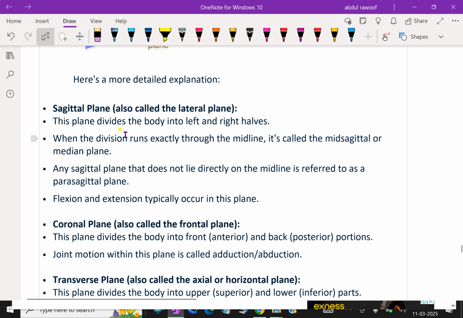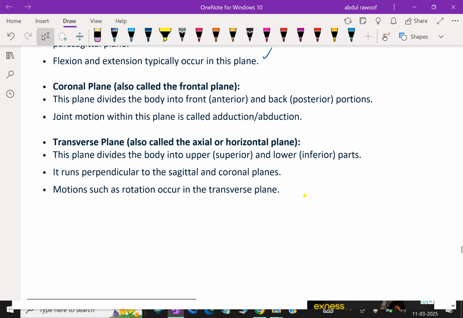Now we'll explain further about the sagittal plane, also called the lateral plane. This plane divides the body into left and right halves. When the division runs exactly through the midline, it's called the mid-sagittal or median plane. Any sagittal plane that does not lie directly on the midline is referred to as a parasagittal plane. Flexion and extension typically occur in this plane.